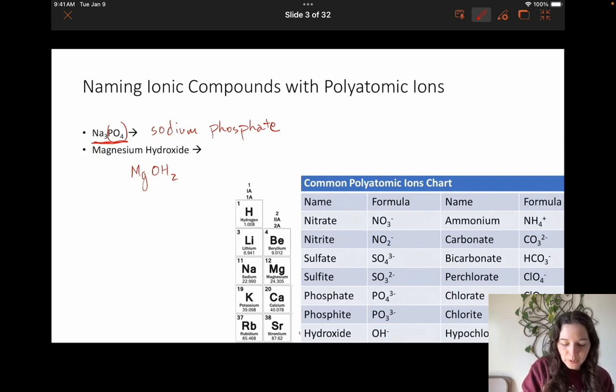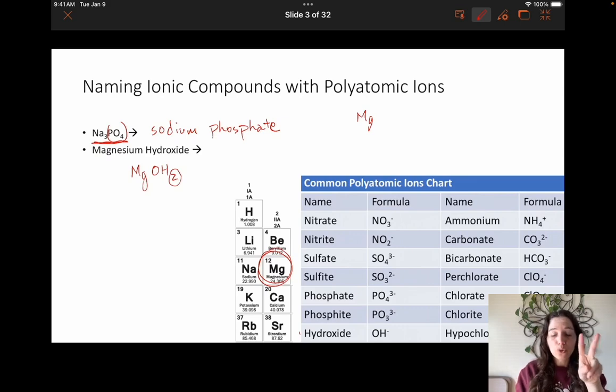So this number 2 here comes from the charge on our magnesium. So remember that magnesium, it's here in row 2. And thus it has a 2 plus charge on it. We learned this in topic 1, why it has a 2 plus charge on it. Our hydroxide is here. It has a -1 charge on it. So if there's no number written by the minus sign, it just means it has a 1.